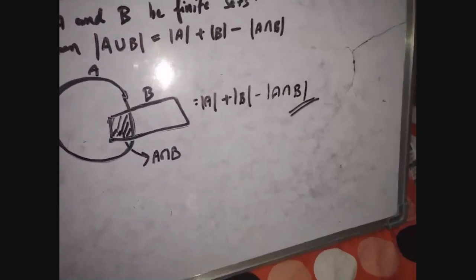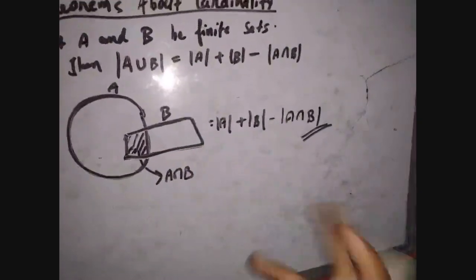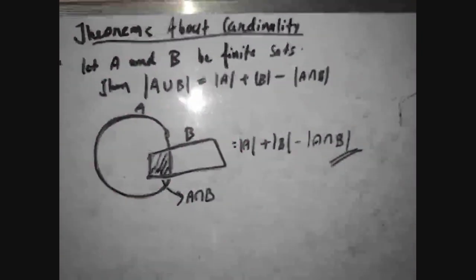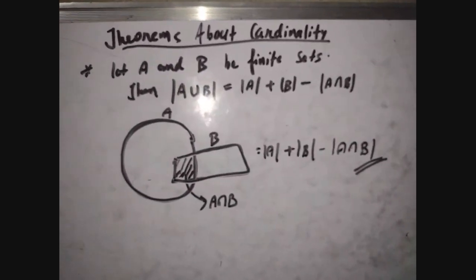Now we'll generalize this. Now we will find the cardinality of 3 sets. Let's talk about how fundamental it is, and then we'll do some problems on it. Okay, now let's talk about the cardinality of 3 sets.